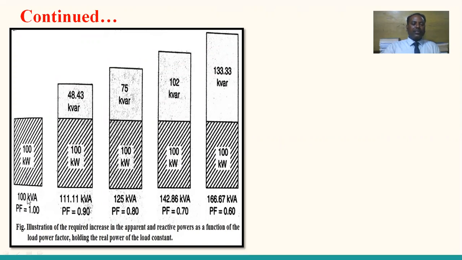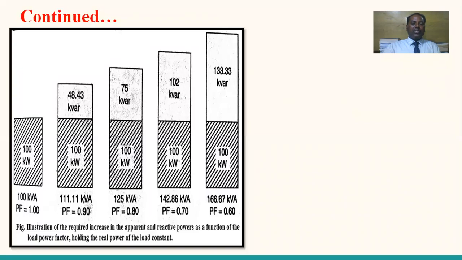The real power is constant, which is 100 kW, let us assume, and the power factor is unity, in the sense that the kVA is the same as the real power. Here the reactive power is almost 0, so the power factor, real power by apparent power, is equal to 1. Now take a step variation of power factor from 1 to 0.9 by keeping the real power constant.